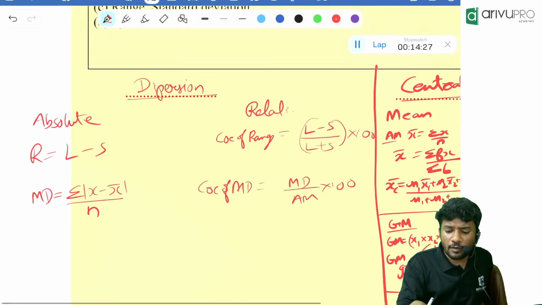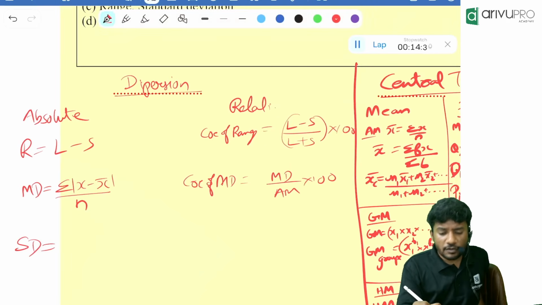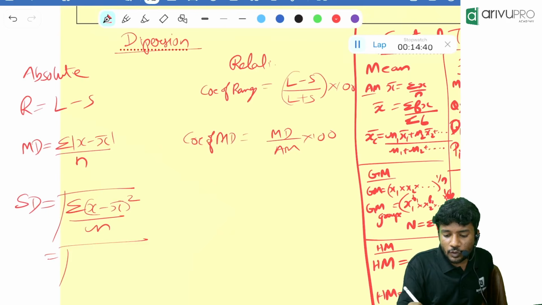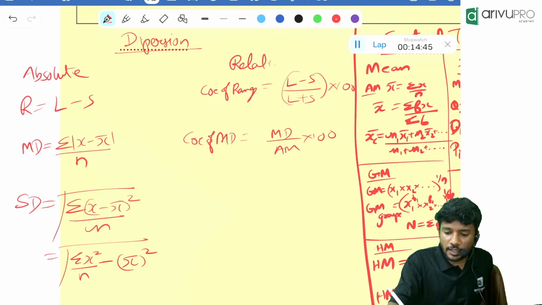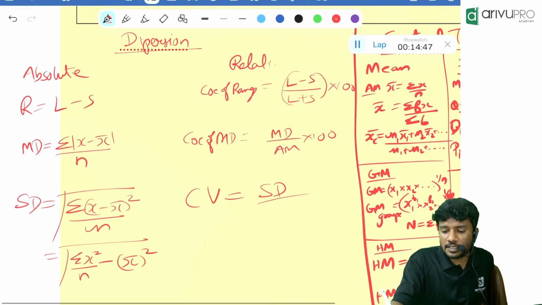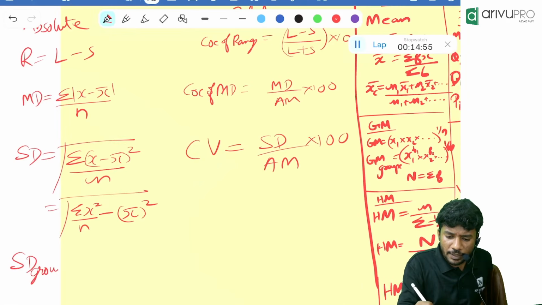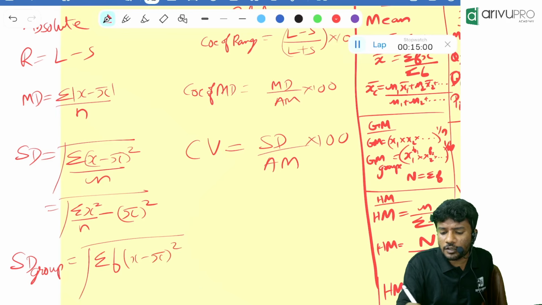Then, people, we have standard deviation. What is the formula for standard deviation? Two formulas are there: root of sigma (x minus x bar) the whole square divided by n, which is equal to root of (sigma x square divided by n minus x bar the whole square). Then coefficient of variation is standard deviation divided by arithmetic mean into 100. If it is based on grouped data, it becomes root of sigma f into (x minus x bar) the whole square divided by sigma f, or capital N.